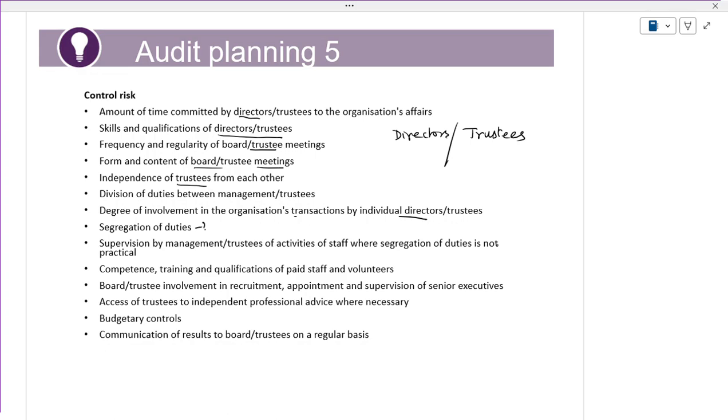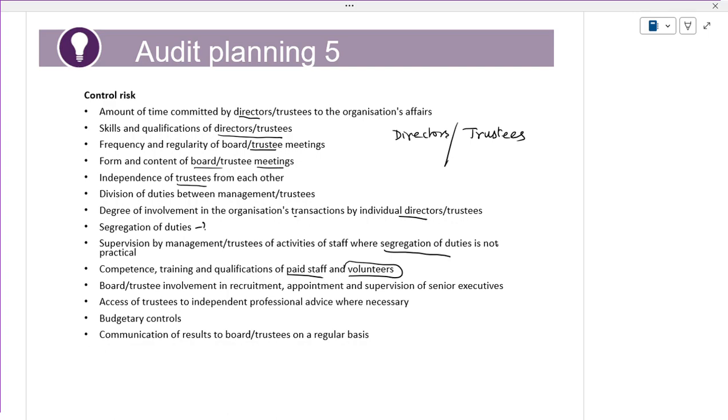Okay, supervision of management by trustees. Again, internal controls will be a little bit less. I am telling you based on the questions I have covered till now. Competence, training and qualification of paid staff and volunteers. People are working as volunteers. I'm not questioning that. Volunteers will work more effectively, with dedication, sincerity and commitment.